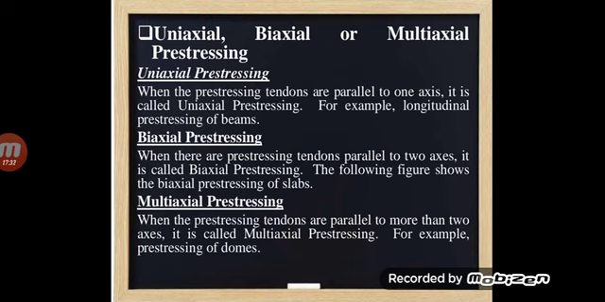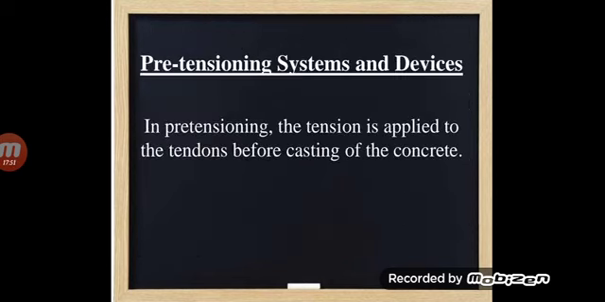Next, multi-axial pre-stressing. When the pre-stressing tendons are parallel to more than two axes, it is called multi-axial pre-stressing. For example, pre-stressing of domes. In domes we have to provide a pre-stressing force in all the directions. So that is called multi-axial pre-stressing.